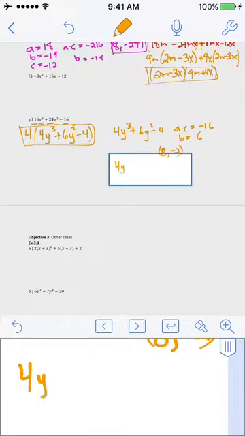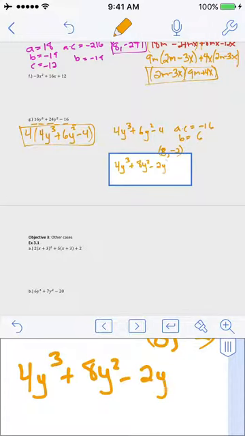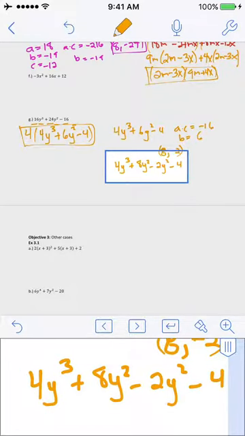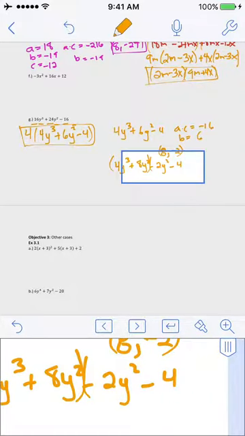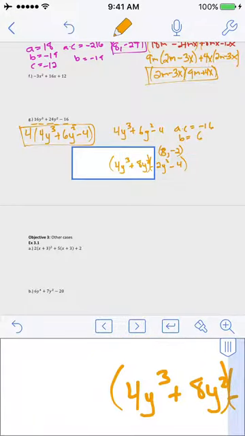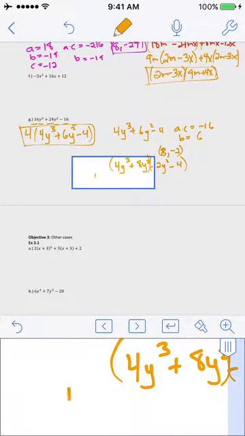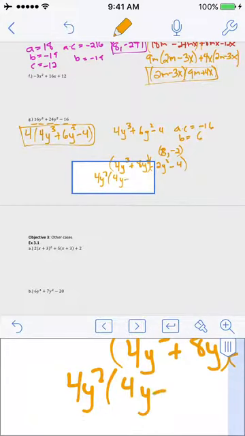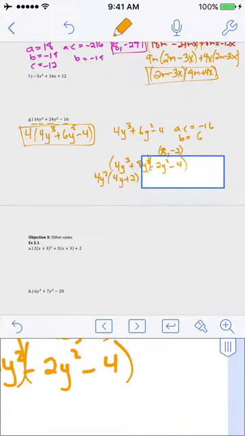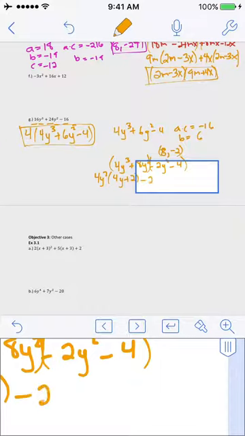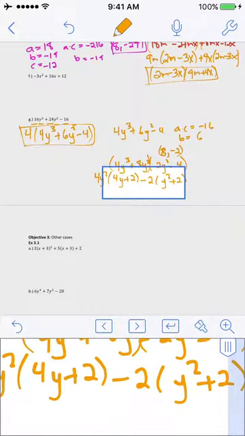So I will try and factor this: 4y cubed plus 8y squared minus 2y squared minus 4. So I split up that middle term. Now I'll factor by grouping. When I do that, I've got 4 and y squared in common. I'm left with 4y plus 2. Over here, I've got a negative 2 in common. Got y squared plus 2, and therein lies the problem.